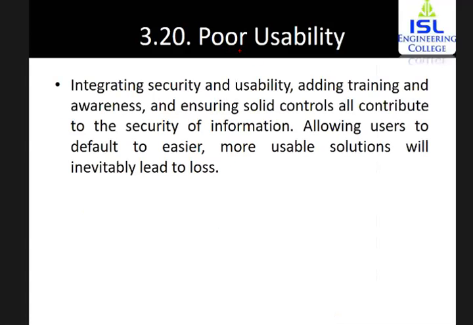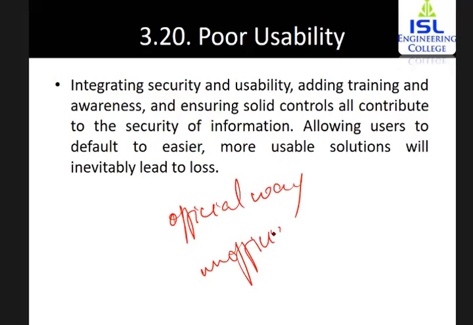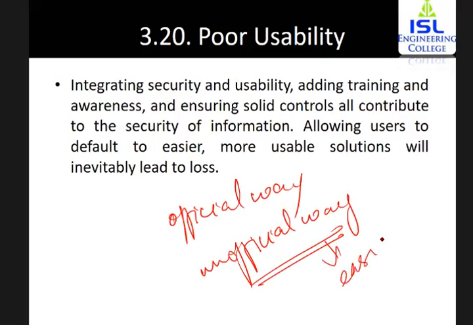The last one is poor usability. Now within this, employees many times prefer doing things the easy way. You've got two ways, the official way and the unofficial way. So people many times go for the unofficial way because it is easy, whereas they do not go for the official way because it is tiring and time consuming, but it is safe.